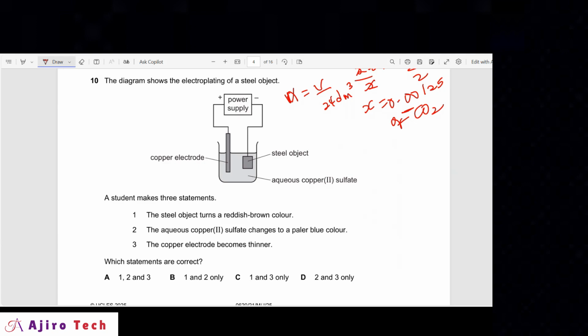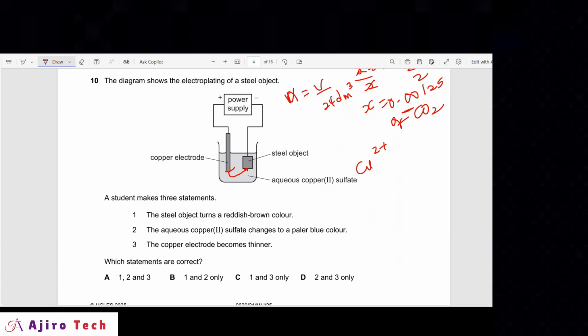Of course, when you're electroplating, you know that the ions of copper basically move to the surface of this. Basically, there's a migration of the ions there. But the electrolyte is equally aqueous copper(II) sulfate, meaning that the aqueous copper(II) sulfate has Cu2+ ions, which will also move to attach themselves to this electrode as well. So basically, the steel object turns reddish brown.